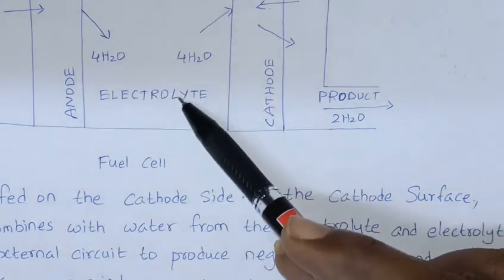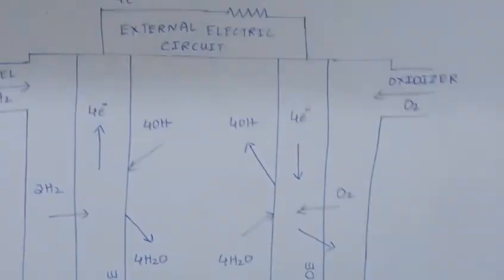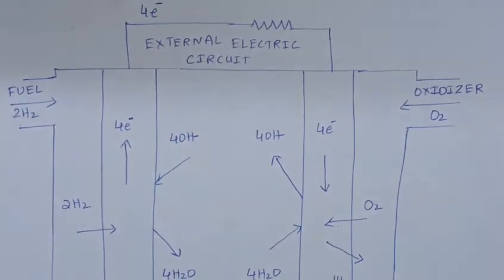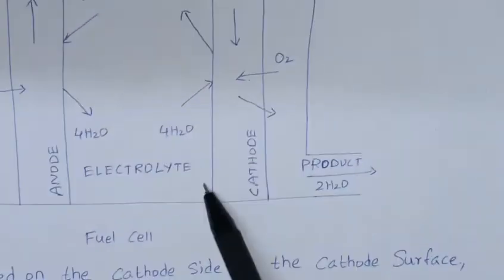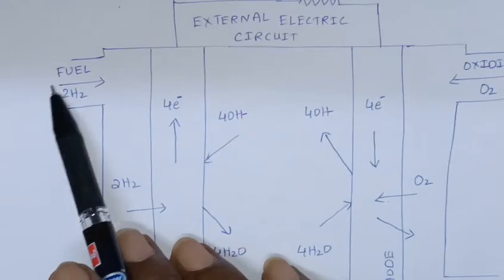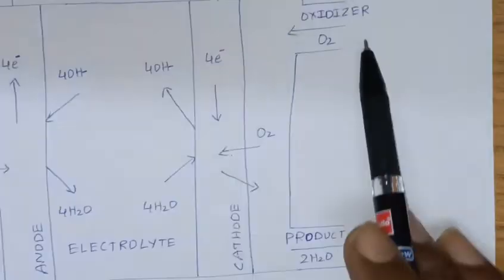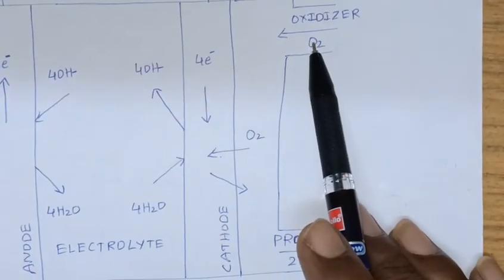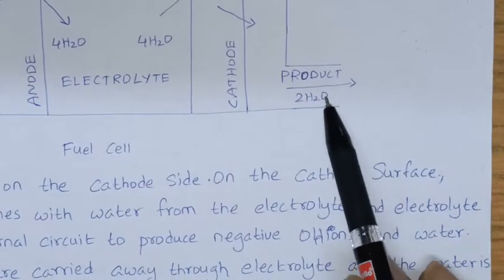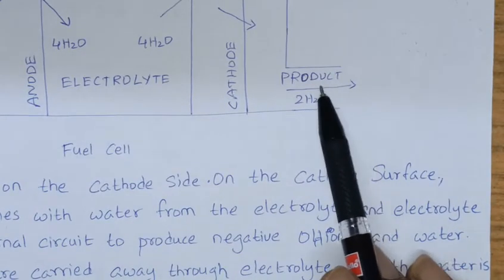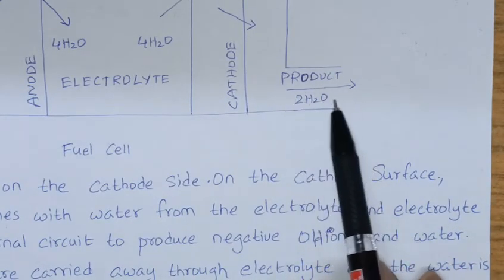Potassium hydroxide solution is used in this electrolyte. So in this electrolyte, as I told you, this is the anode, electrolyte, cathode. Here fuel is entering and here you can see the oxidizer is entering, and after conversion takes place, the product water is leaving outside.